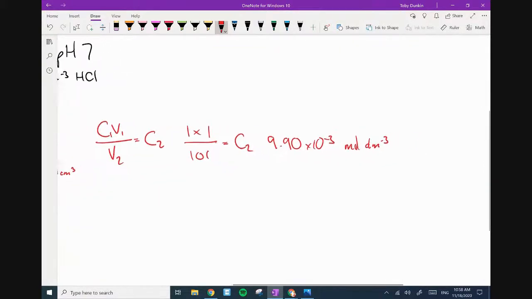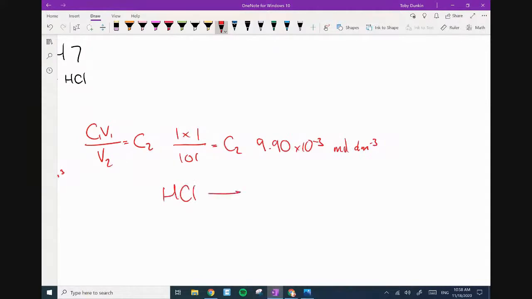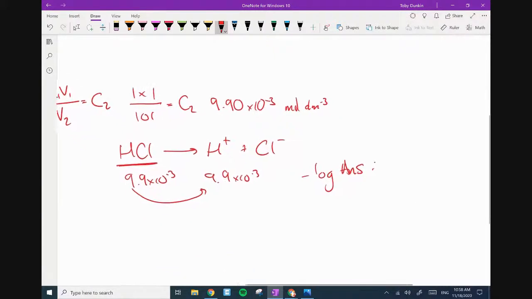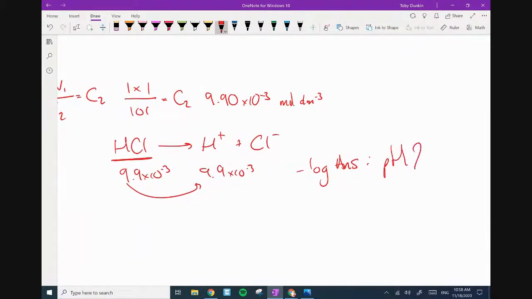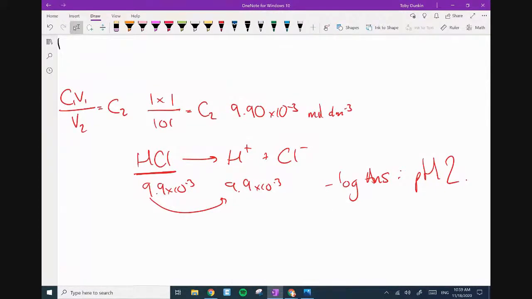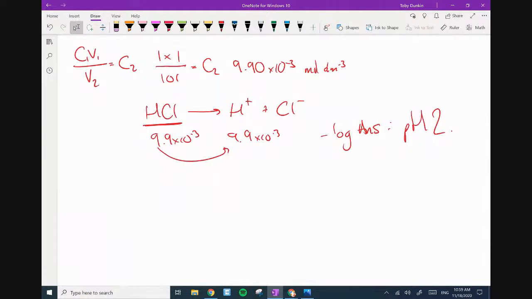Right. We know that it's a monoprotic acid. It is fully ionized in water. So we know that the concentration of this is going to be the same as the concentration of the H+. So all we now need to do is minus log of the answer, and I get a pH of 2. Amazing, look at that. So we've just gone from a pH of 7 to a pH of 2 with 1 centimeter cubed of acid. That's crazy.